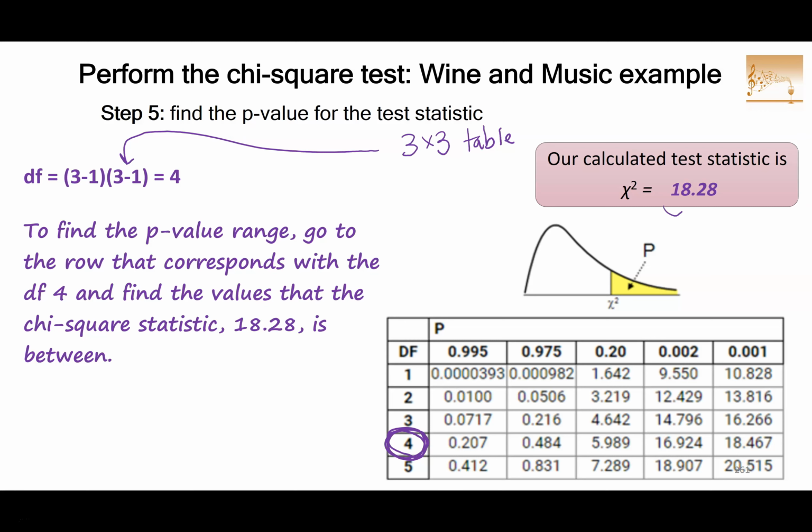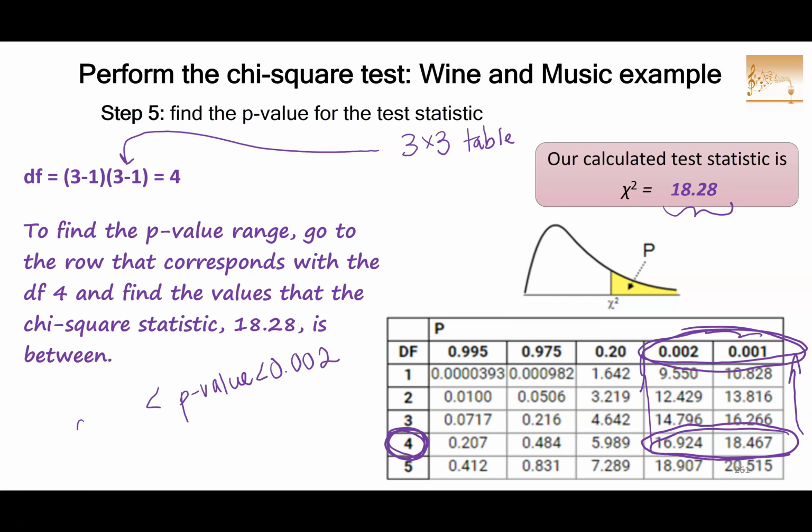And we're going to try to find where our test statistic of 18.28 is. It's definitely not here. It's definitely not here. It is between these two numbers, right? So if you look up, that means our p-value is between these two values. Make sure you put the smaller one on the left and the bigger one on the right. Our p-value is between 0.001 and 0.002. Either way, it's pretty small. It's less than 2 out of 1,000.